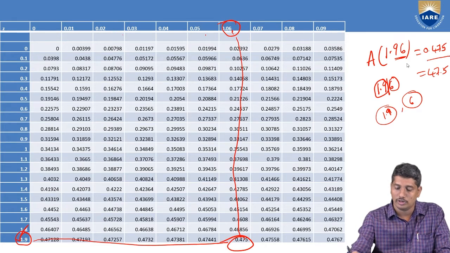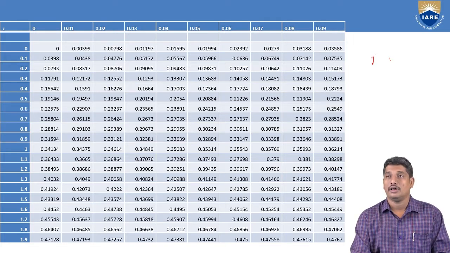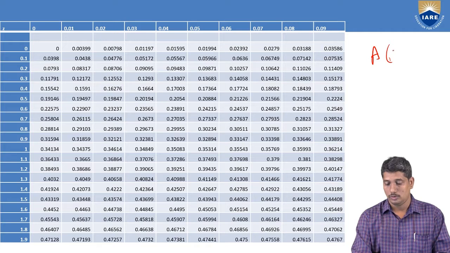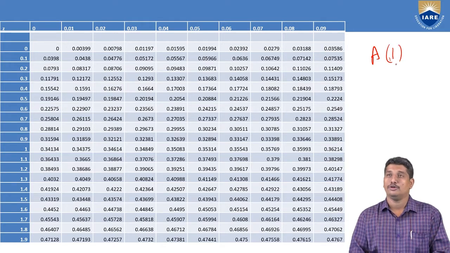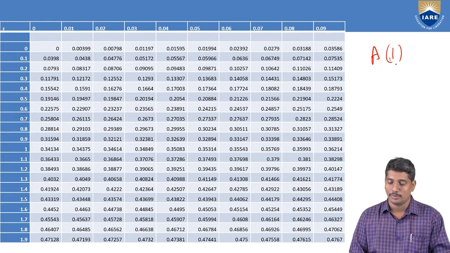I'll explain it with one more example. I'm going to take another example. I'm going to check 1.00, that means I'm going to check the area less than 1 on a normal curve.